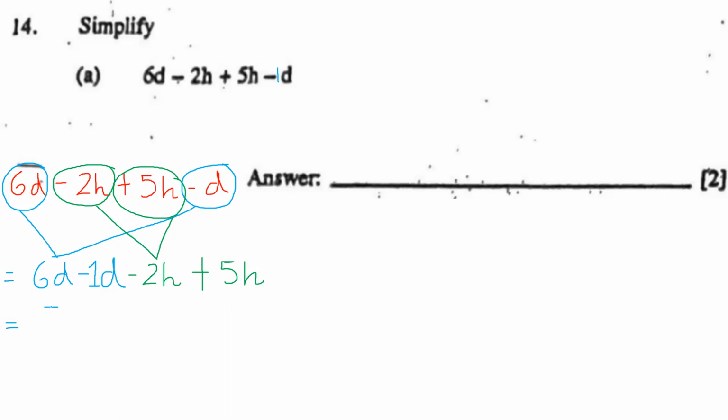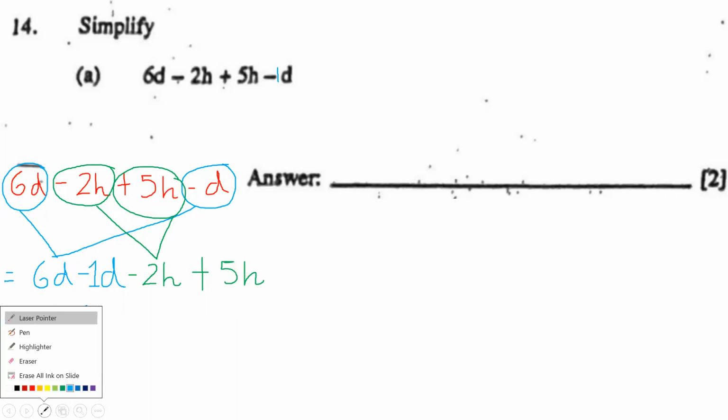6 minus 1 is definitely what? 5. So it's going to be 5d. So 6 minus 1 is 5, so it's going to be 5d. And we have a negative 2h plus 5h. Negative 2 plus 5. There are different ways to do it. You can think of it as a have-and-owe principle. You owe $2, you have $5. So you want to pay back the $2 that you owe them. So you're still left with 3, right?